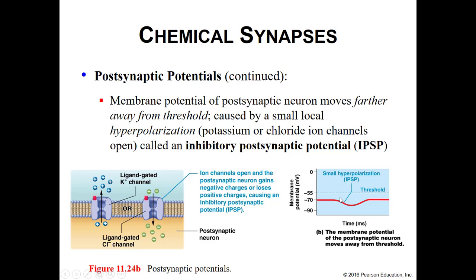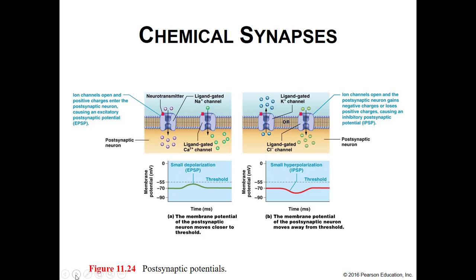And so that causes a hyperpolarization. So excitatory causes a depolarization, inhibitory causes a hyperpolarization. And then they sum together to give you an overall change in your membrane potential.